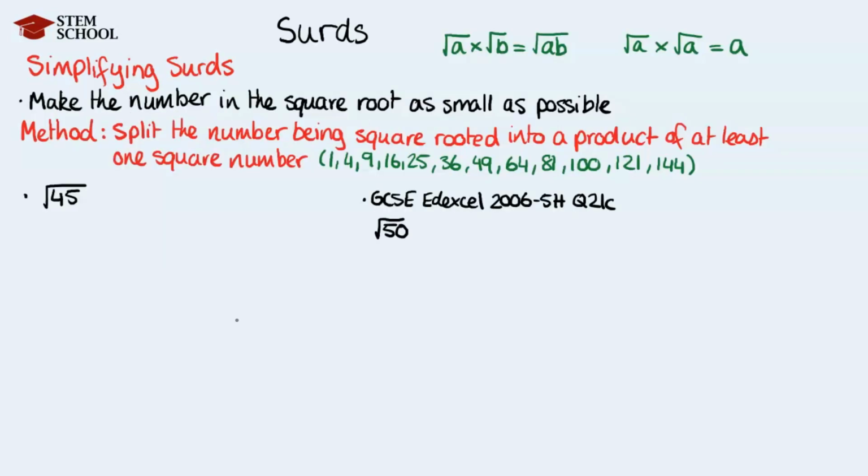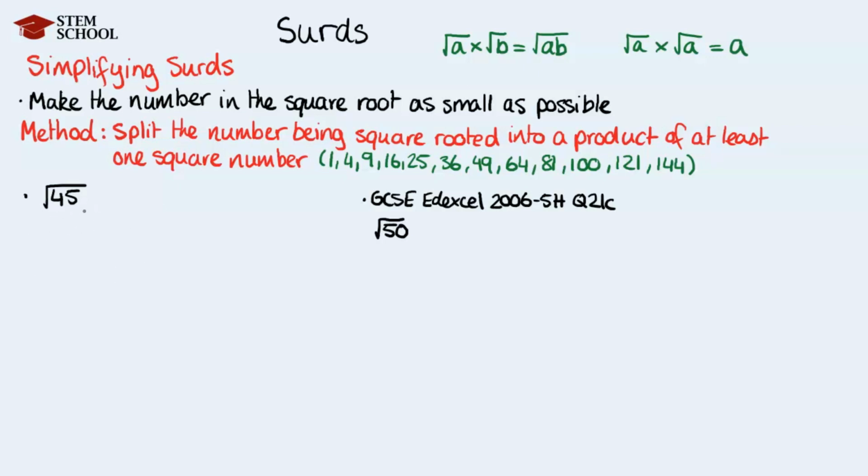The next aspect we'll look at is simplifying surds, which can come up in exams. The aim of this question is to make the numbers in the square root as small as possible, and we're going to be using these rules that we just went over to help us do this. So the method to work this out is to split the number being square rooted into a product of at least one square number. So in other words, you have to ask yourself which one of these square numbers multiplied by any other number makes a number in the square root. So let's do an example to help us understand this.